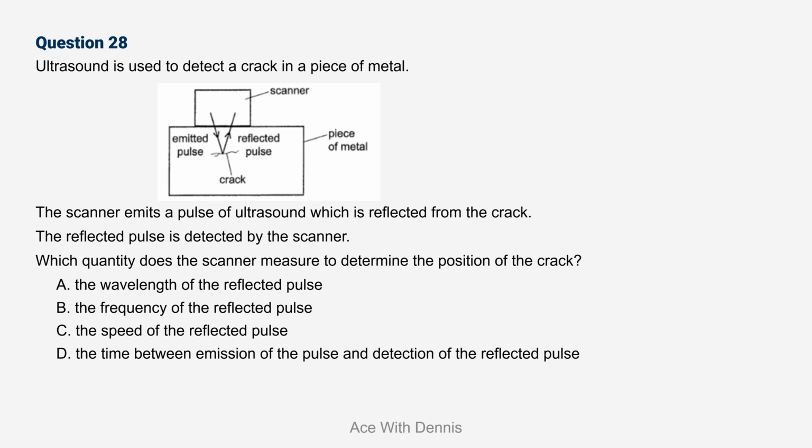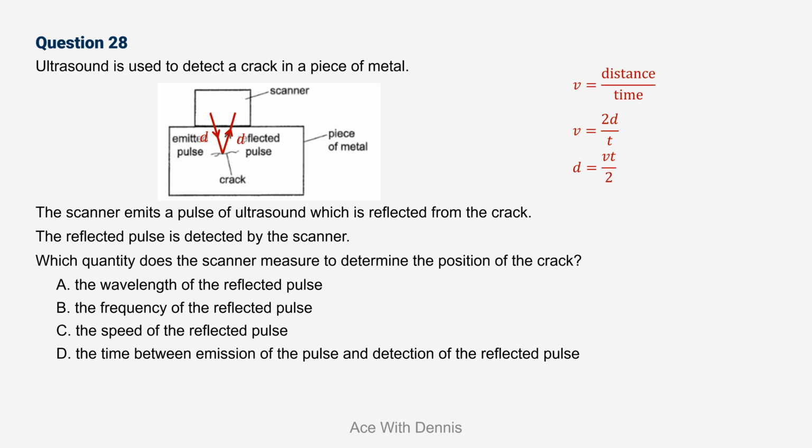Okay, so to get the answer for this question, we need to use this formula. v equals distance divided by time. So the distance is the distance traveled by the emitted pulse and then back to the scanner. As shown here, this is the first d, and when it reflects back, we assume that the distance is the same as when the emitted pulse goes towards the crack. Therefore, the total distance will be 2d, and the formula becomes v equals 2d over t. Then we make d the subject, so d equals vt over 2.